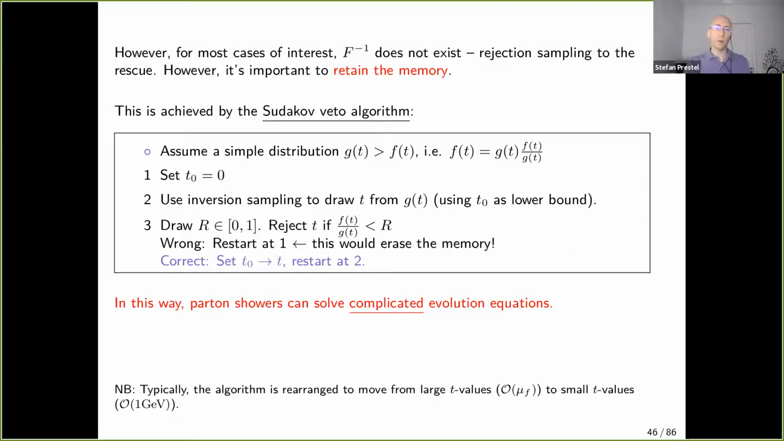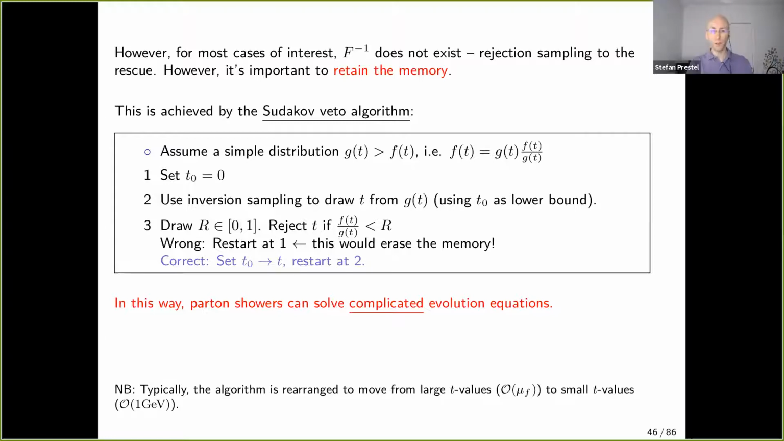The important thing here is that in this way, parton showers can actually solve complicated, sort of realistic evolution equations, with realistic distributions from which to draw the splitting scales. For example, the DGLAP splitting kernels, which have no inverse of their primitive function.